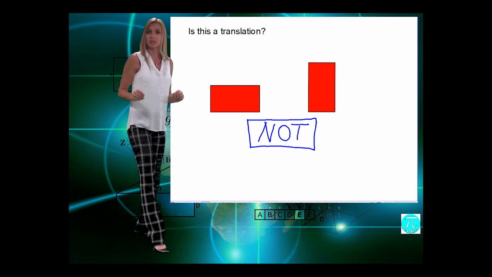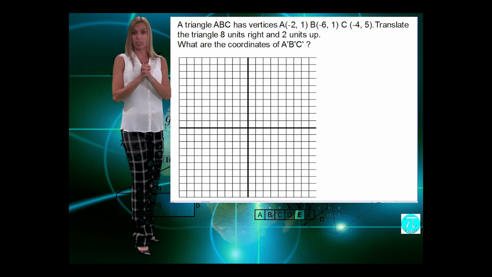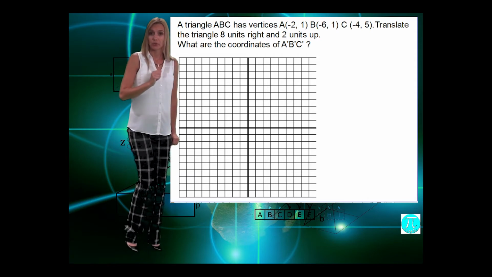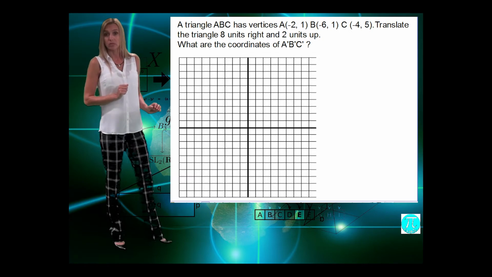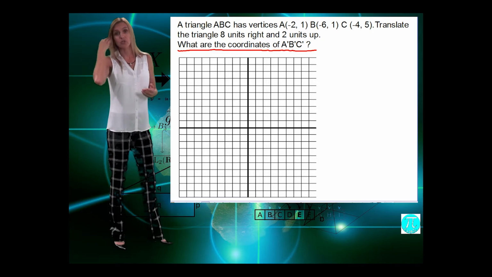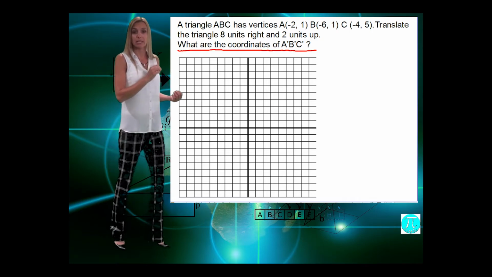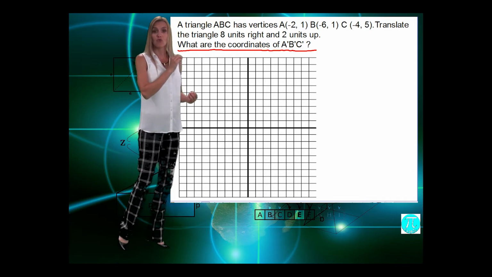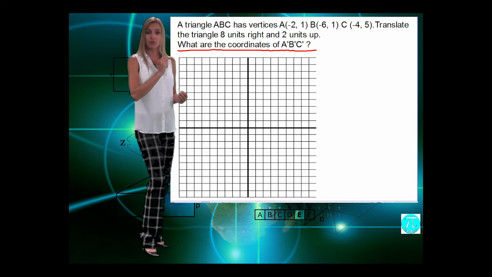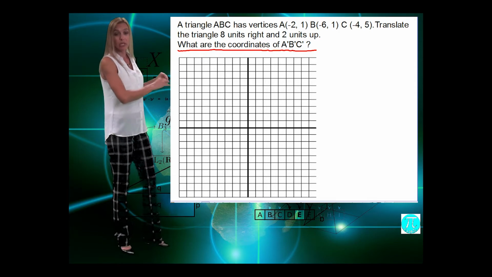Now let's look at a problem that is just a little bit different. The question in here, what are the coordinates of A prime, B prime, and C prime? So the problem gives us a triangle A, B, and C. And what they want us to do is translate the triangle, 8 units right and 2 units up. So we have to take each point, each vertex, after we plot this triangle, and move it.